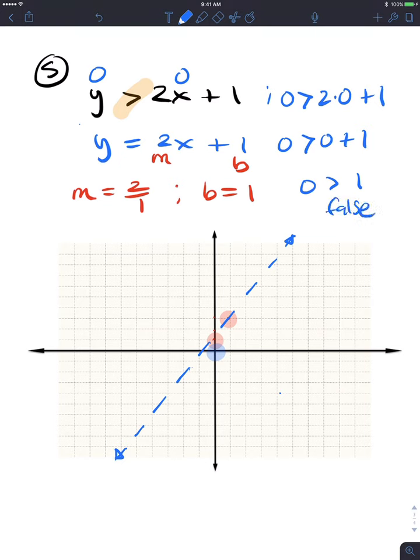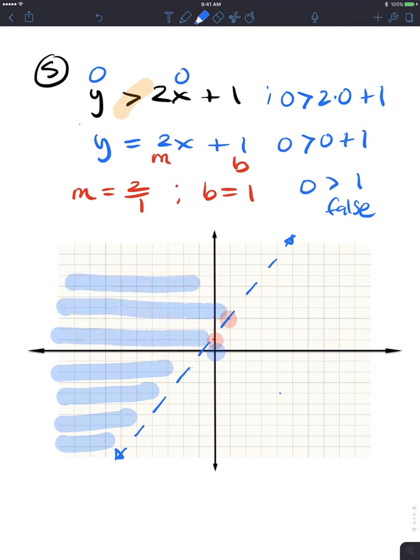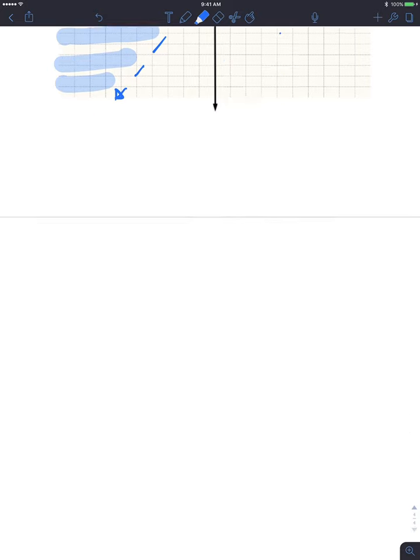That's false. That means we shade the opposite region. We shade the upper left region. Every point in this region will give us a true statement. We are done.